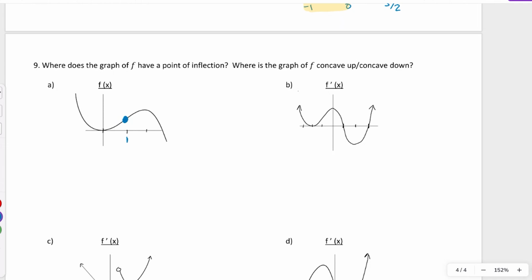Just compared to all the other points. So we're going to be concave up from negative infinity to 1. We're going to be concave down from 1 to infinity. And we have a point of inflection at x equals 1.